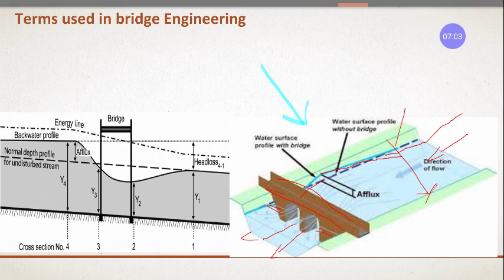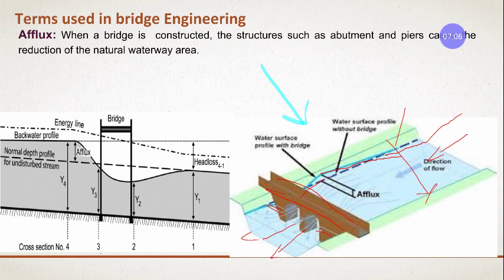This is the rise in the water level. When the bridge is constructed, structures such as abutments and piers cause a reduction in the natural waterway. Due to this there is an increase in the water level. So that increase in the water level, due to the reduction in the natural waterway, is called as afflux or backwater.